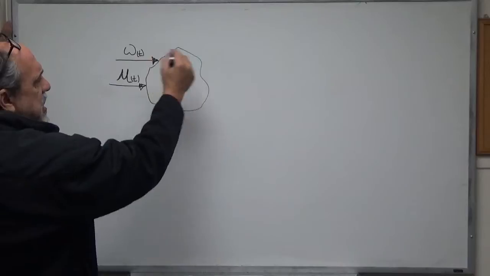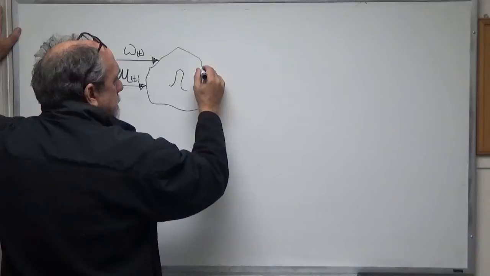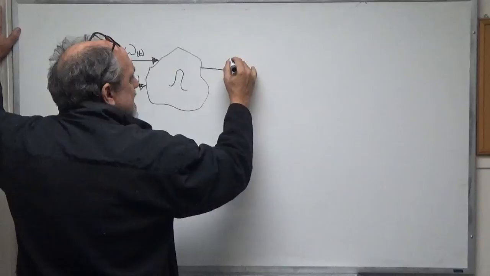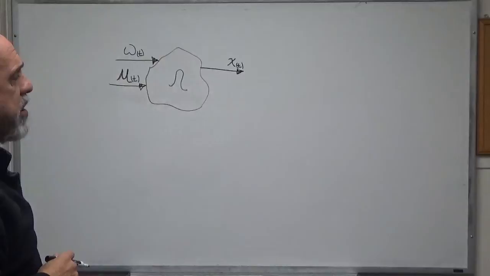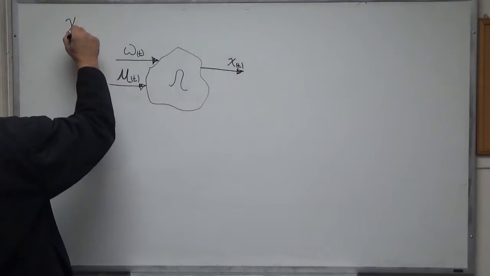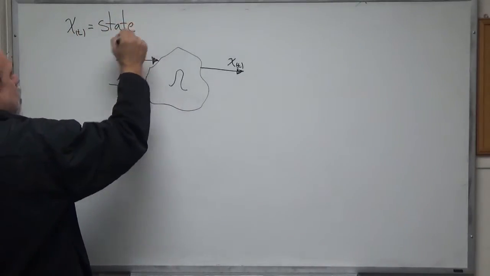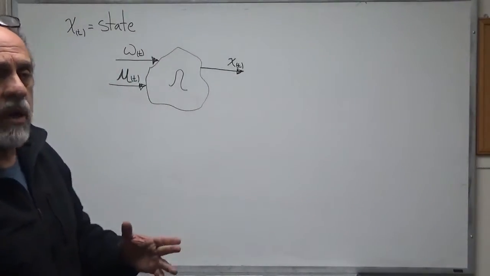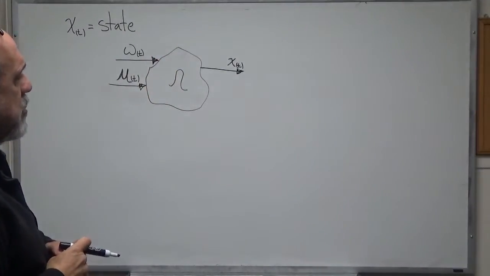In any case, this system has a response. Now that response is, let's say, X as a function of time. X is a collection of variables that for the time being we're just going to call the state. By that we mean a collection of variables that is sufficient to describe anything that we could be interested in on the system omega. There is a measurement x(t).